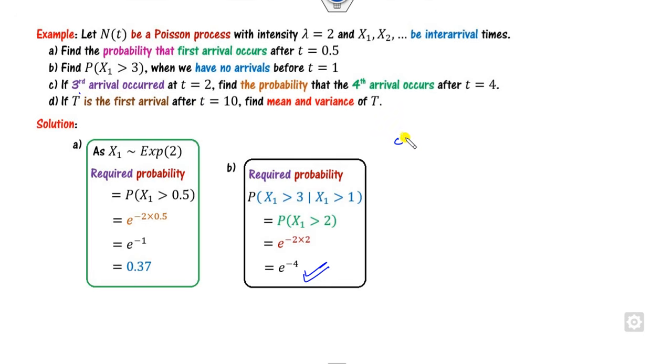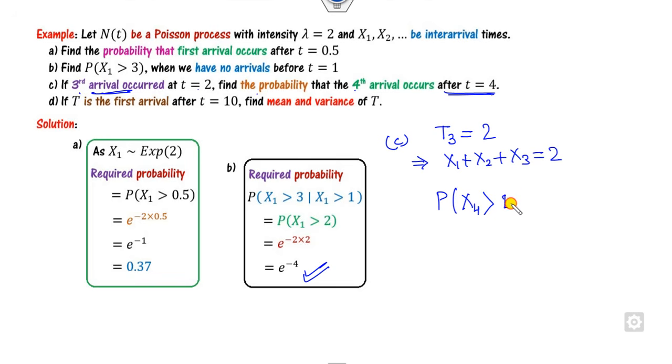Look at the third part. If the third arrival, that is t3, occurs at 2, what is the meaning of that? x1, x2, x3, this is given to you. Find the probability that the fourth arrival occurs after t4. So the fourth arrival occurring after 4, this is my condition. That is the requirement for you.